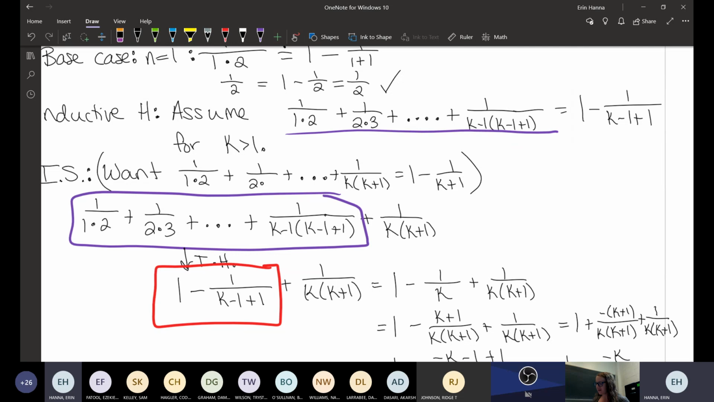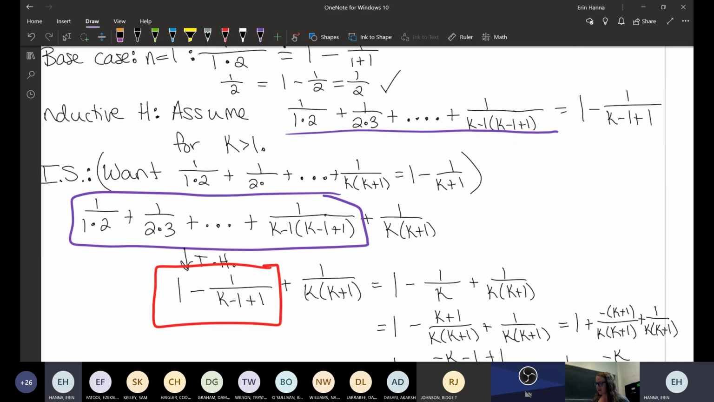But what can I do when I have a k over a k? I can just cancel them out. So the k in the numerator cancels out with that k in the denominator. I get 1 minus 1 over k plus 1. And now that I take that last final step, it's exactly what I wanted. So I'll clean that up before I post it onto Blackboard at the end of class.